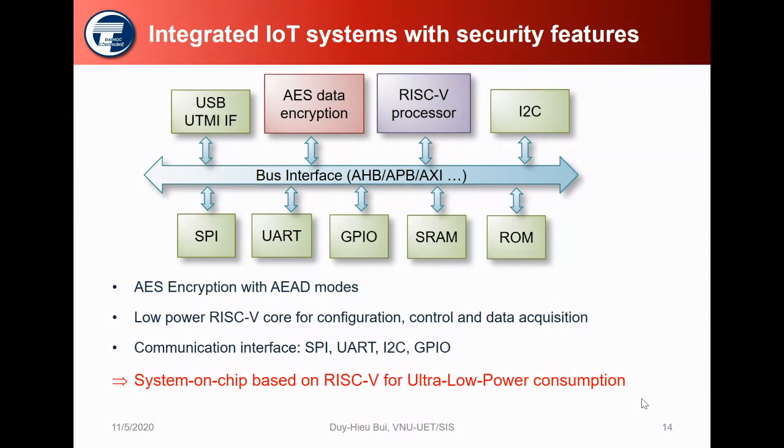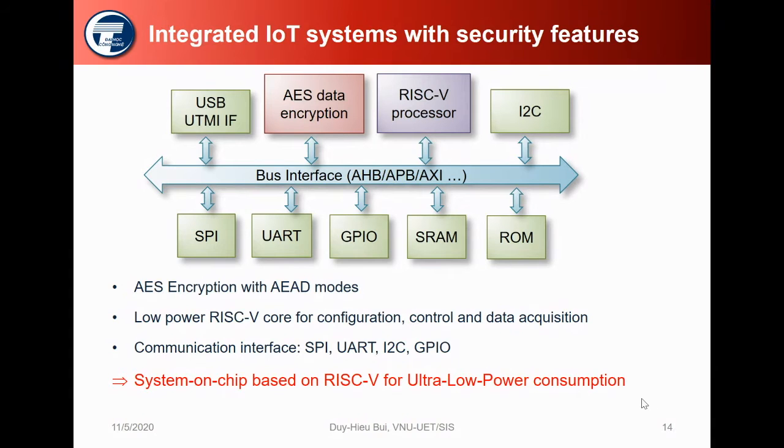So this is the block diagram of our processor. The processor is based on the Pumpino RISC-V core, which is a RISC-V processor with 32-bit instruction set architecture. We incorporate an AES data encryption core to the bus, and it can work with different AEAD modes. So the whole system is designed with low power capability in mind.